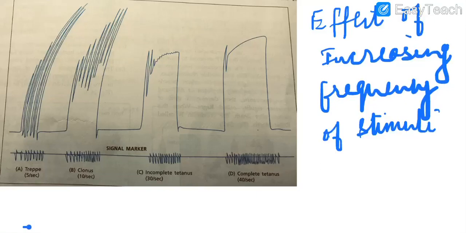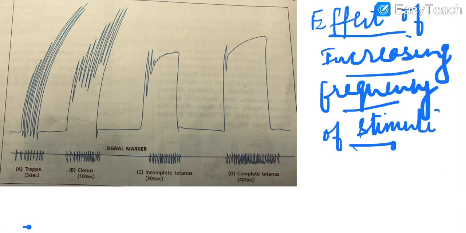Now, if you get this kind of graph, what will be your first comment? Most of the students will automatically say this is the graph of tetanus. No, right, this is the graph of tetanus, but that is not the best option to start with. You should always say this is the effect of increasing frequency of the stimuli on skeletal muscle contraction.